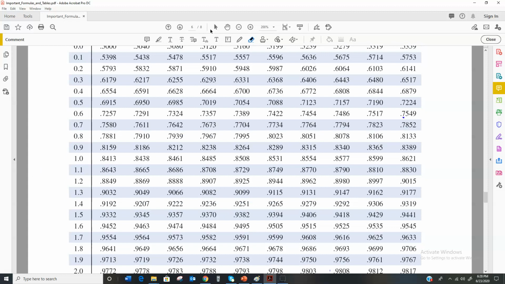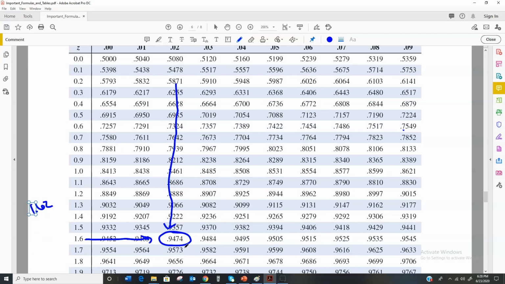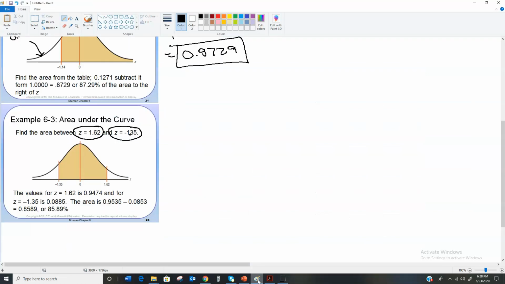And 1.62, we're going to come here to 1.6, and then we're going to come over to 2. And remember, this is 0, 1, 2. So up here above the 2 would be this column, and our number is 9474. So 1.62 gives us 9474. So I'll go write that down. 0.9474. And then we have to get the other value and subtract.